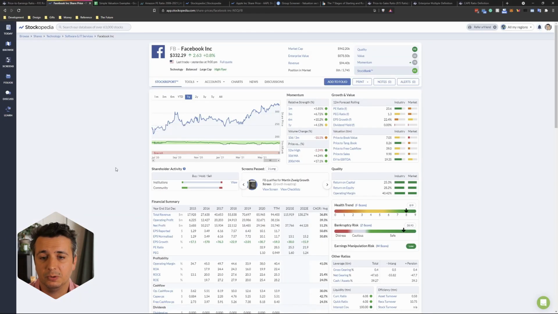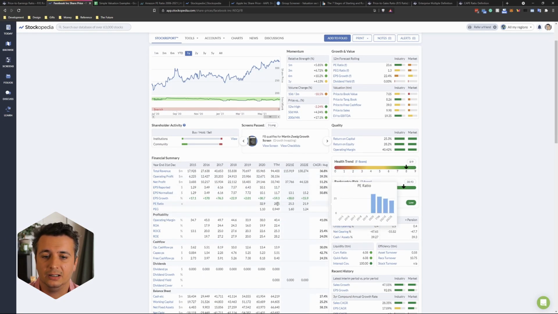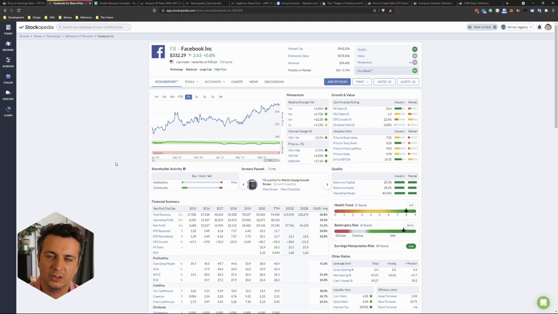So if we look at Facebook, we can see that investors are currently willing to pay 28.5 times per unit of earnings within this business. Is that expensive? Is that cheap? Well, let's take a look at some ways that we can figure that out.